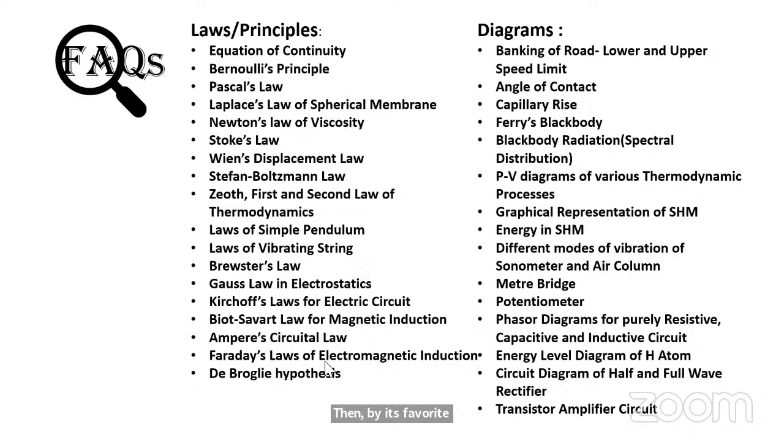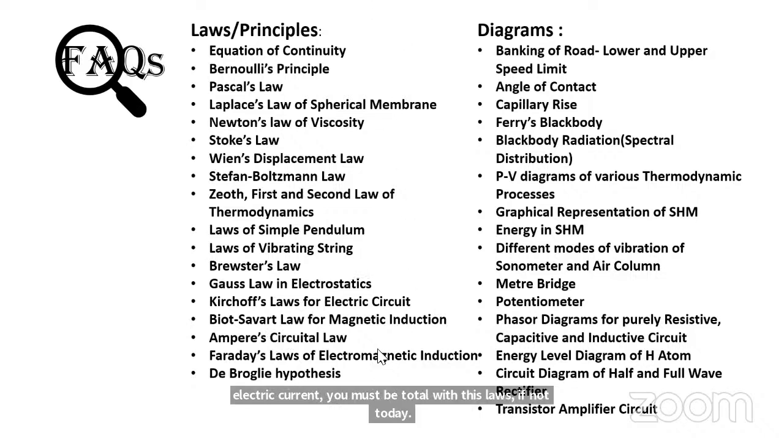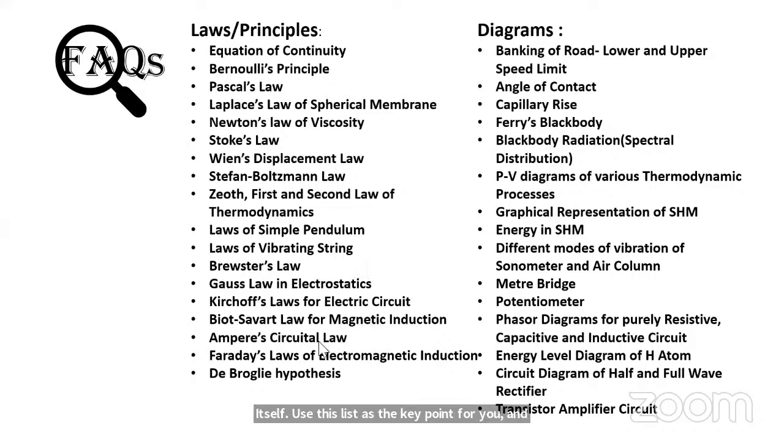Here, this law you can use as a tool to determine the magnetic field produced by a current carrying conductor. Similarly, Ampere's circuital law is another tool for you to determine the magnetic field produced by a current element. If you have studied the chapter magnetic effect of electric current, you must be thorough with these laws. If not, today itself, use this list as the key point and prepare yourself for all these laws.